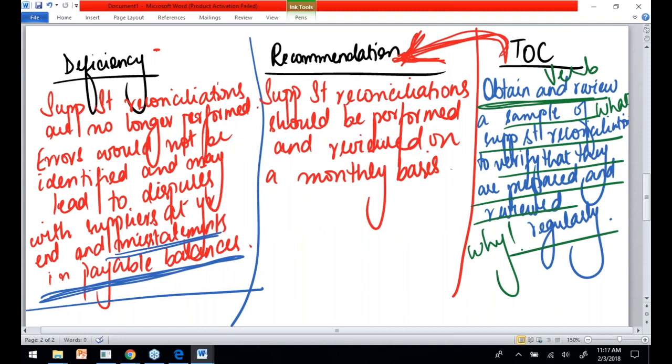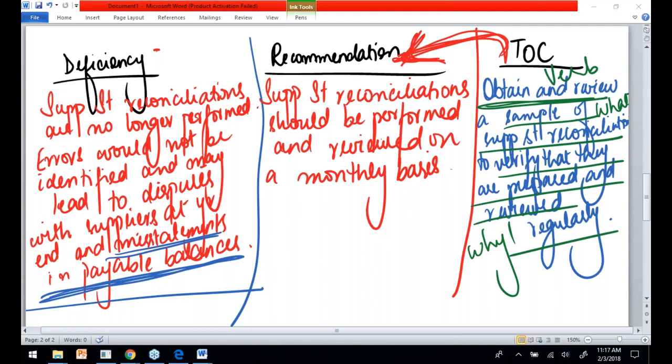Do you all know how to tackle a control deficiency and a TOC question in the exam now? Everyone, clear? Everyone, I'm looking for answers. Perfect, Ramesh. If it is clear, then you should be focusing on this because it is highly likely that this will be tested in the exam.